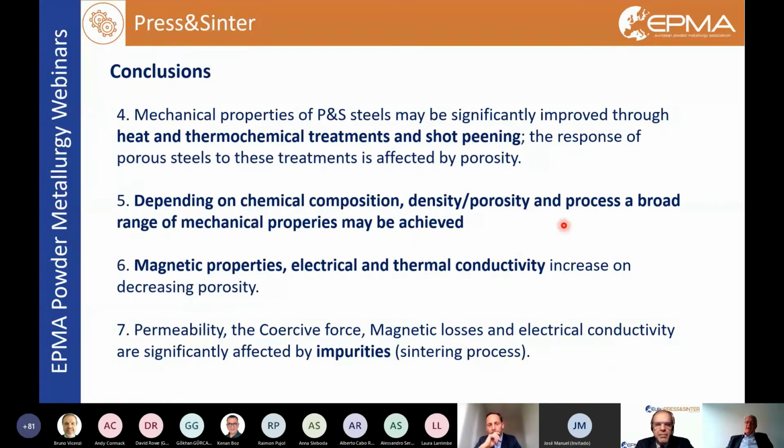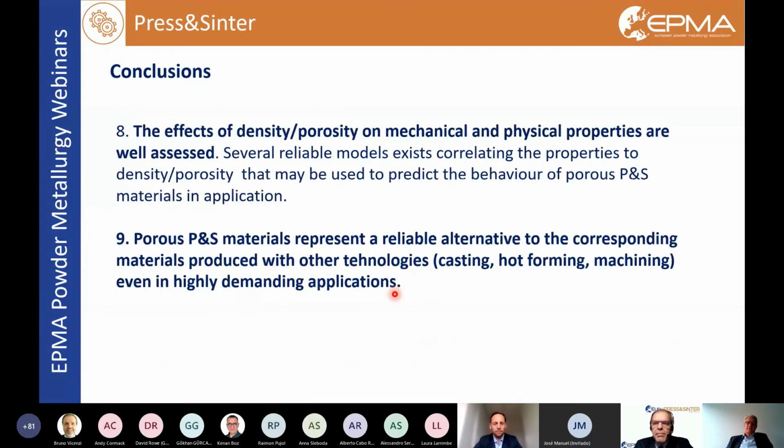We may obtain with the present sinter family and material family quite a broad range of mechanical properties. Also, the physical properties depend on porosity and density, as I have shown, but they also depend on impurities, and it is very important to control the impurity content during the process. What's important to recognize is that all these effects are well known and well assessed.